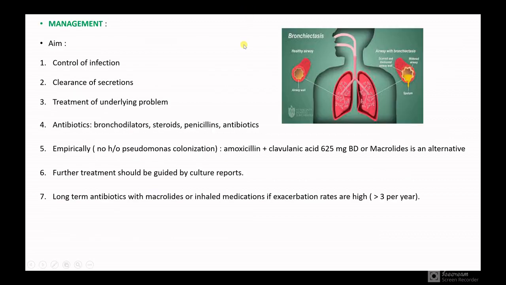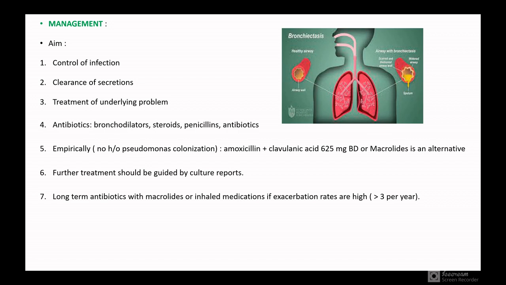Now management, how do we manage? The first aim is to control the infection and clear the secretions. How can we clear the secretions? By increasing the airway caliber and treating the underlying cause. Bronchodilators are given, like inhaled tiotropium, and steroids are given to reduce inflammation. Antibiotics, which are most important, like azithromycin, ciprofloxacin and amoxicillin are given.